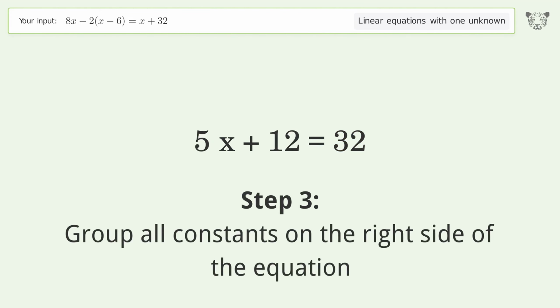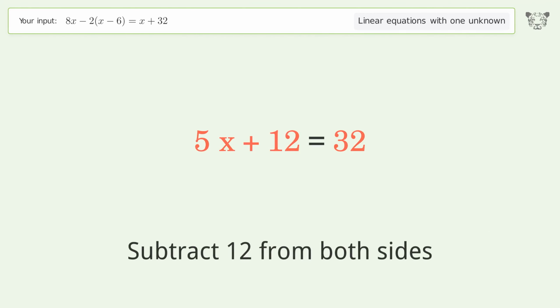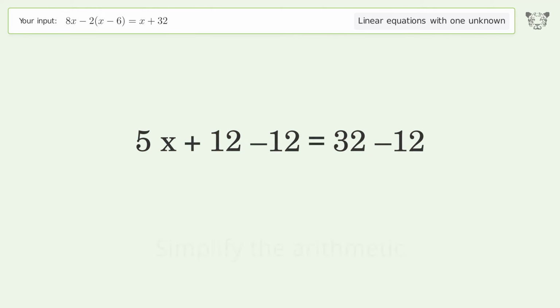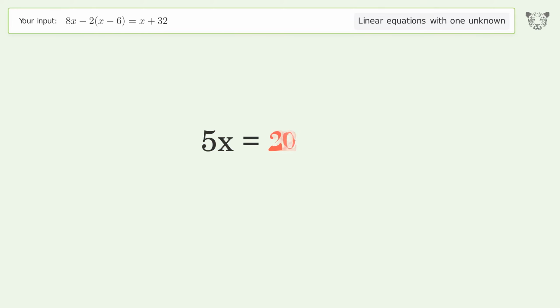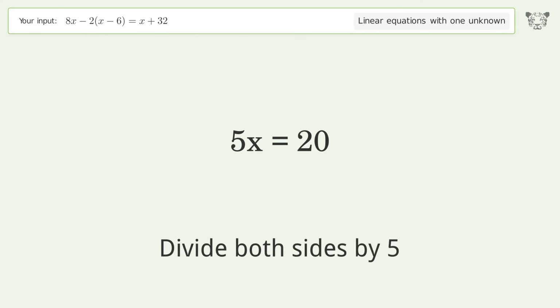Group all constants on the right side of the equation. Subtract 12 from both sides. Simplify the arithmetic. Isolate the x. Divide both sides by 5.